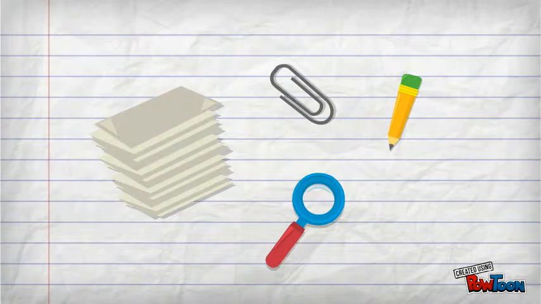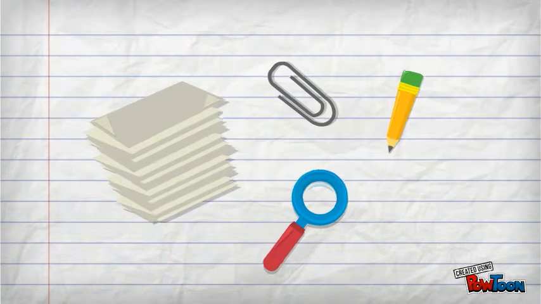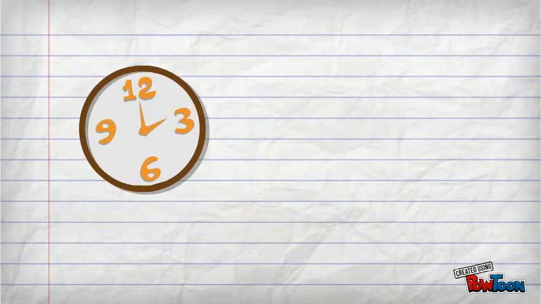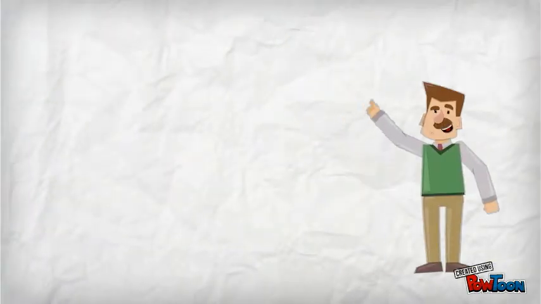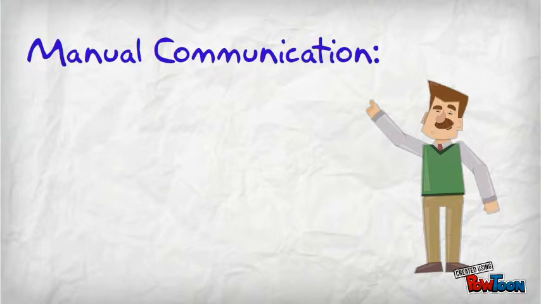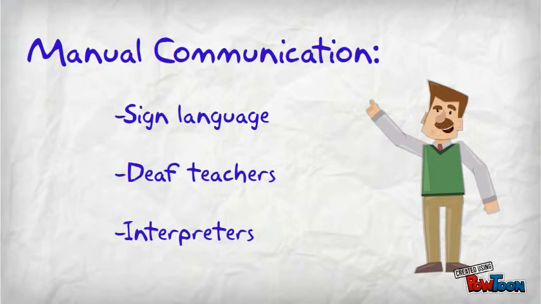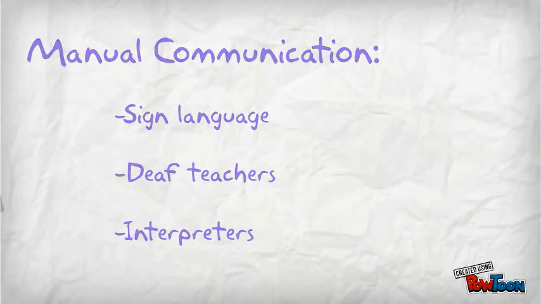Finally, many believe that the student's content exposure in the classroom is sacrificed because so much education time and energy is spent on speech and listening. The second approach to deaf education is manual communication. Students are taught sign language at a young age and are either taught at a deaf school with deaf teachers or are given interpreters in a mainstream classroom.